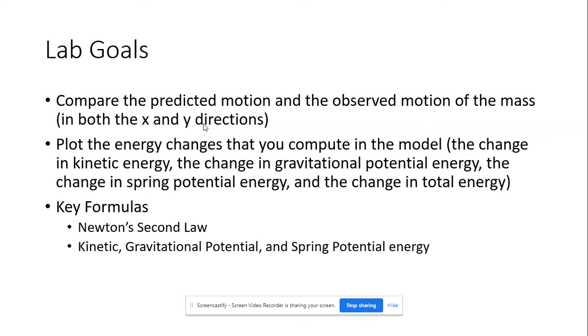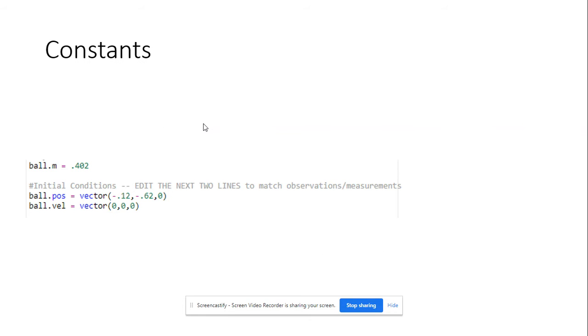And we will plot the energy changes in kinetic energy, gravitational potential, and spring potential, and the change in total energy. Key formulas we'll be using are Newton's second law, kinetic, gravitational potential and spring potential energies, and then knowing that the net energy change should be zero.